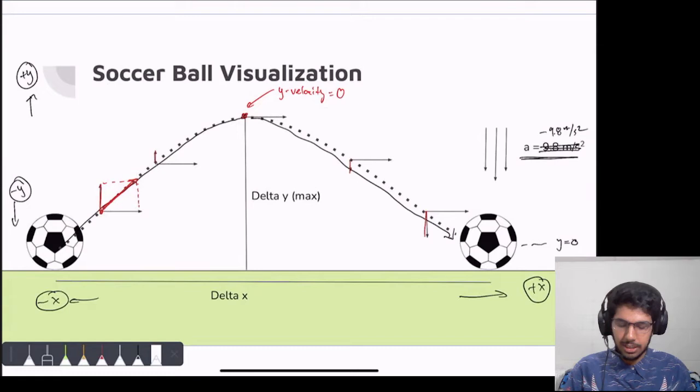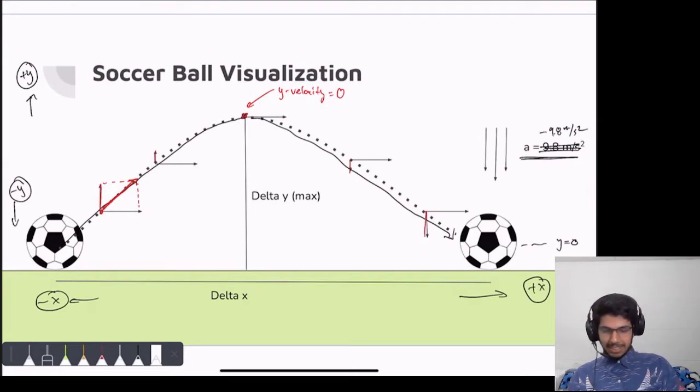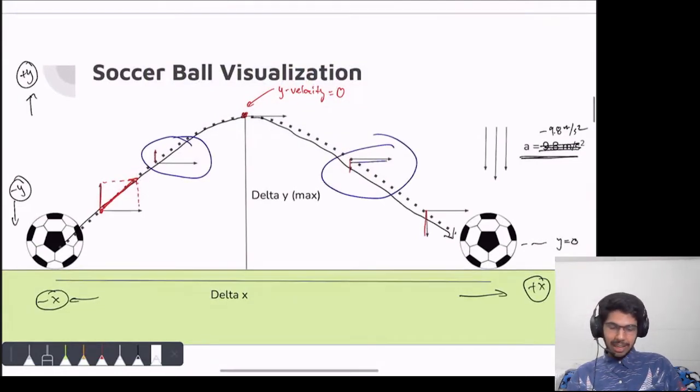Another important thing to know is that this curve that it follows is symmetric. It is symmetric from one side to the other. And if we look at this set of vectors and this set of vectors, we saw that the x component stays the same. Another very important thing, there's a lot of super important things to know about this, is that the y component is equal in magnitude, but opposite in direction.